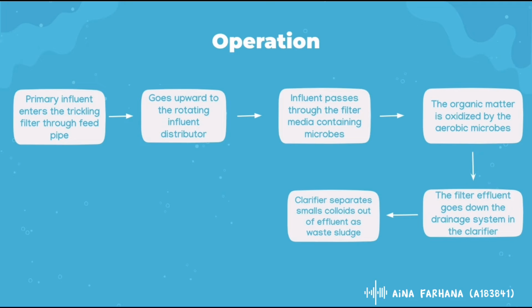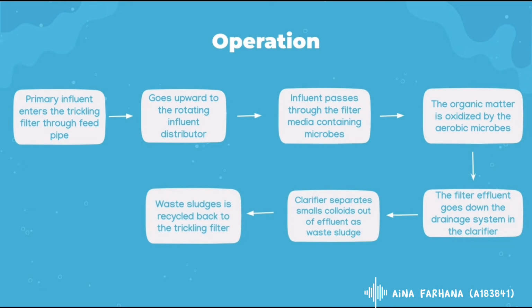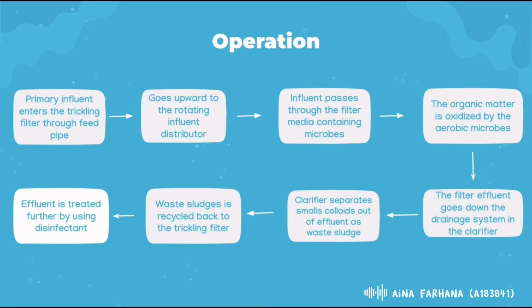The treated wastewater from the trickling filter bed goes down the drainage system and further undergoes tertiary treatment via membrane filter and disinfection before secondary sedimentation. A secondary clarifier is a sedimentation unit which separates the small colloids, suspended particles, etc. at the bottom of waste fluid. So the waste sludge is recycled back to the trickling filter. And lastly, the effluent is treated further by using disinfectants.